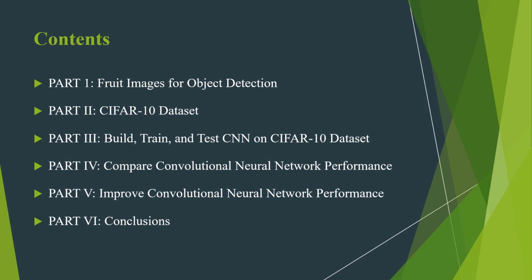On part 2, this is the CIFAR-10 data set, and this is the data set that we used. And so we'll go through that data set as well. And then part 3 is where we build, train, and test the convolutional neural network for the CIFAR-10 data set. And then part 4, that's where we'll compare the convolutional neural network performances between the neural networks.